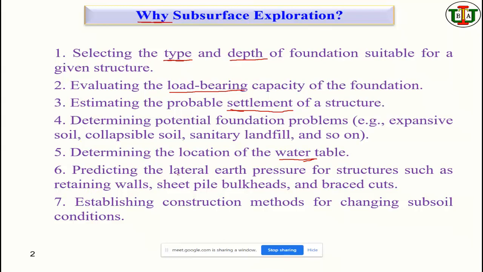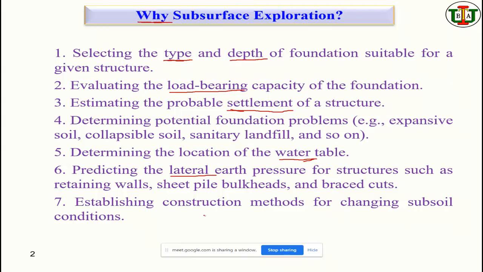And predicting the lateral earth pressure on structures such as retaining walls, sheet piles, or braced cuts. So basically the lateral earth pressure. When you need to design a retaining wall or some other retaining structures, at that time you need to know how much pressure is coming from the soil. Otherwise you cannot design the members.